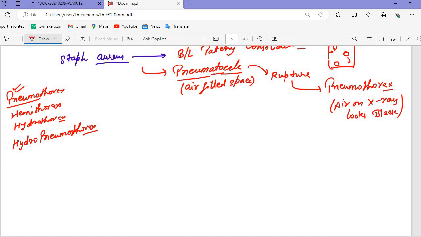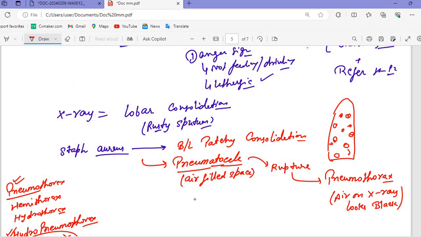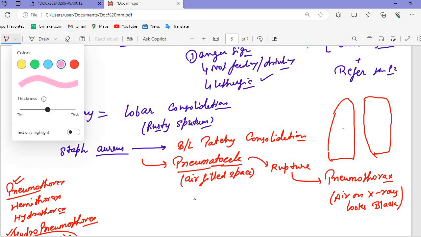So hydropneumothorax means water is there plus air is there. The water is there plus air is there, that is the hydropneumothorax. See, if this lung is there, okay, let me draw it here, not a very good lung, just consider this is the lung, okay?